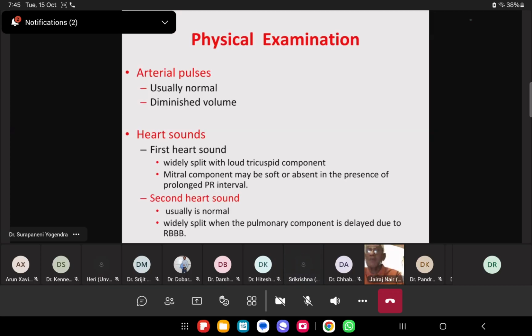Heart sounds. First heart sound is widely split with a loud tricuspid component. Mitral component may be soft or absent in the presence of prolonged PR interval. Second heart sound is usually normal or widely split when the pulmonary component is delayed due to right bundle branch block.